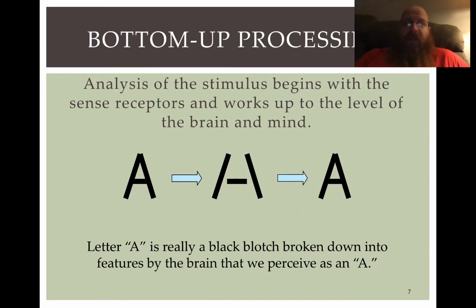So here's an example of bottom-up processing. Analysis of the stimulus begins with the sense receptors and works up to the level of the brain and mind. An example might be the letter A. The letter A is really just a set of black lines broken down into features by the brain that we perceive as an A. All right, so we may start with this, then move to this. These are essentially the different blocks, and so our brain creates this.